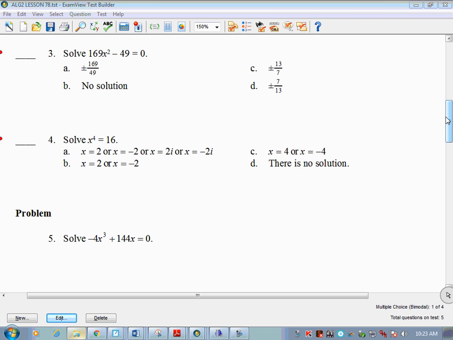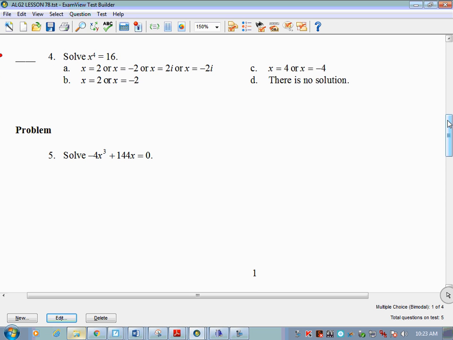All right, x to the 4th equals 16. Well, this is not x to the 4th minus 16 equals 0, is it? Okay, so it's not set up correctly yet, is it? What do I need to do here? All right, subtract 16 to the other side. So x to the 4th minus 16 equals 0. What am I going to do with each term now?